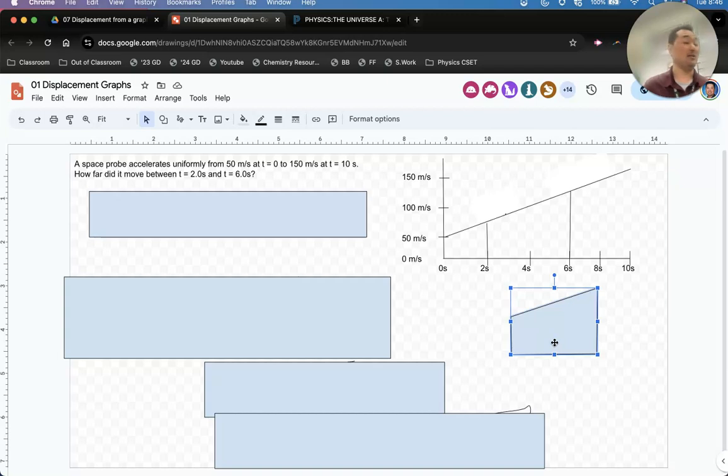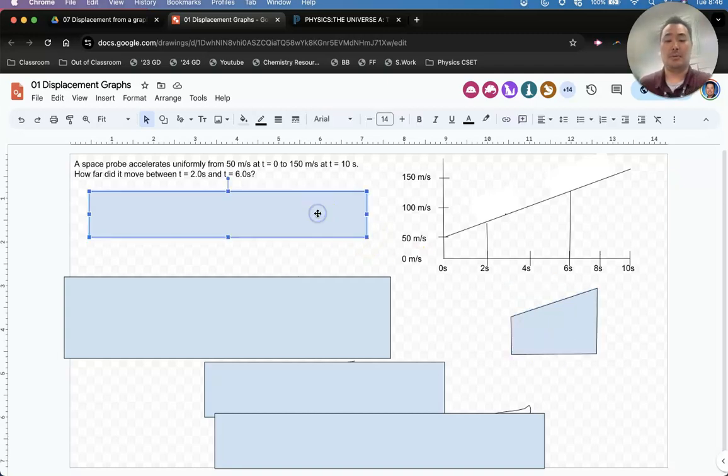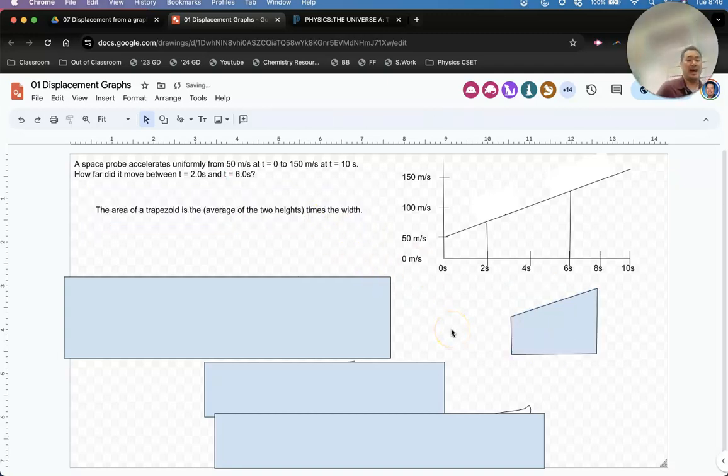So the trapezoid is almost a rectangle, right? It's got 4 sides. It could be a rectangle if we cut off this top corner. But the formula for a trapezoid is going to be the following: average of the 2 heights times the width. Pretty easy to remember because look, there's one height up here, there's one height up there. Find the average, and that'll give you the height that Xavier is referring to.